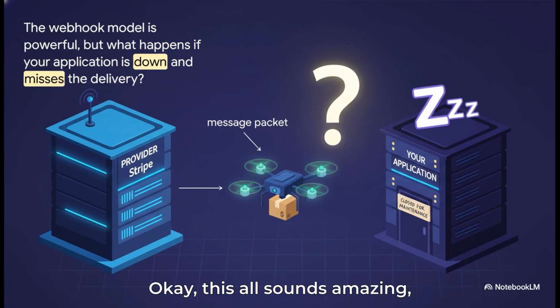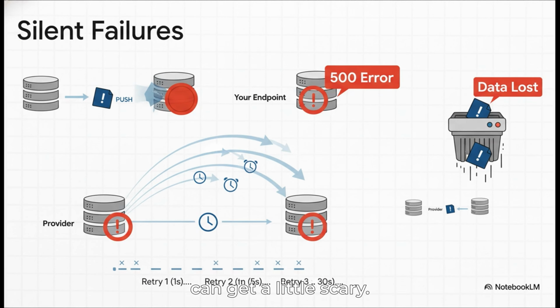Okay, this all sounds amazing. But it brings up a super important critical question. The whole webhook model relies on your app being there to answer the door. What happens if your server's down for maintenance, or it just has a random hiccup right when Stripe tries to deliver that message? And this is where things can get a little scary.